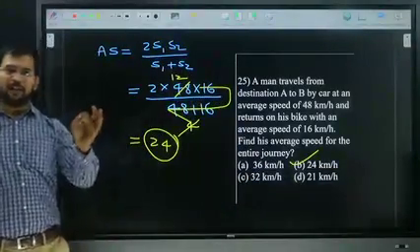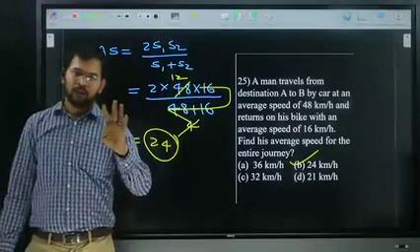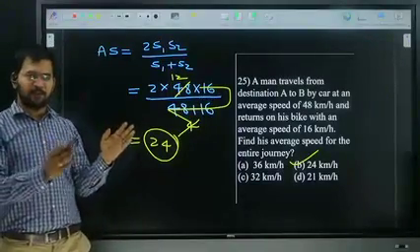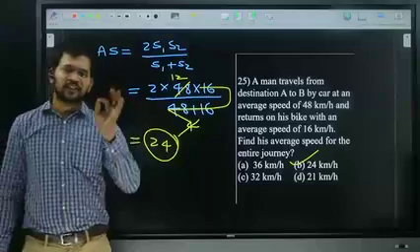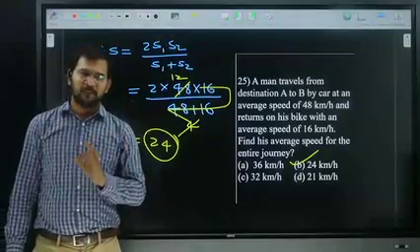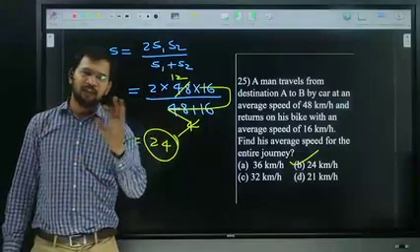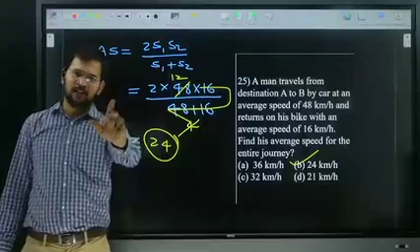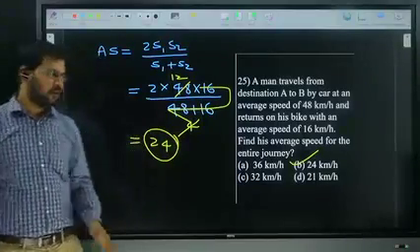So I already explained type 4. The forward journey distance will be equivalent to the backward journey. When distance is constant, the average speed is nothing but 2 into S1 S2 by S1 plus S2. I already explained. All of you clear? Very good. Make a note.